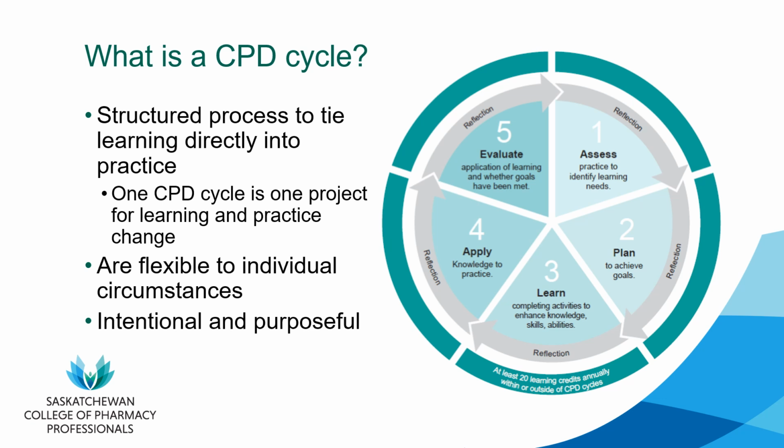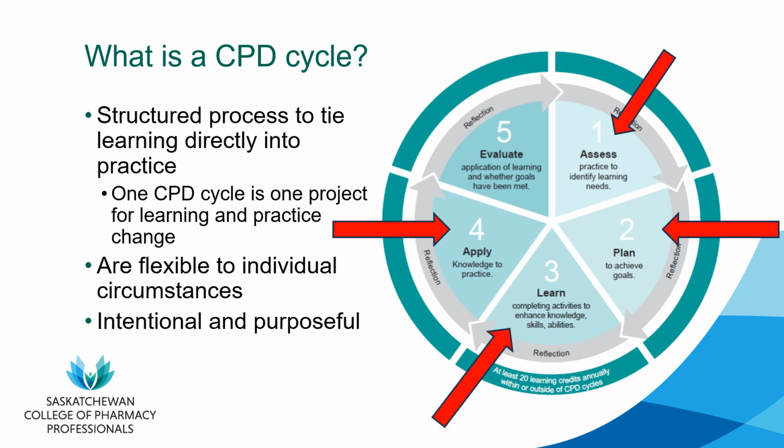CPD cycles are intended to help tie learning directly into practice in a structured process. There are 5 steps to the cycle, which include assessing learning or practice needs, planning, learning, and goal setting, participating in learning, applying what was learned to practice, and evaluating the impact changes have had. These steps don't need to be done in order, and the process is intended to be flexible to individual circumstances and practice needs. The steps are carried out in an intentional and purposeful way, taking time to reflect on practice throughout.